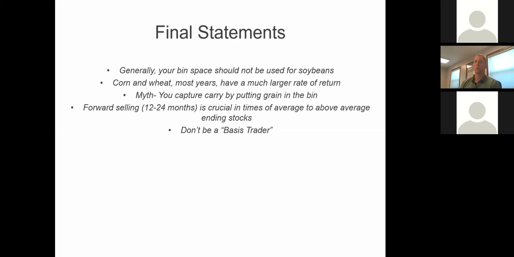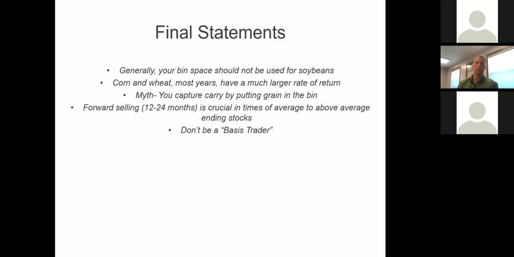Just adding to that, corn and wheat most years have a much larger rate of return for your bin space. One myth that I hear so often is, I'm going to put this corn or wheat or beans in the bin so I can get the carry. That's a myth. You don't capture carry by putting grain in the bin. That's only one portion of that.